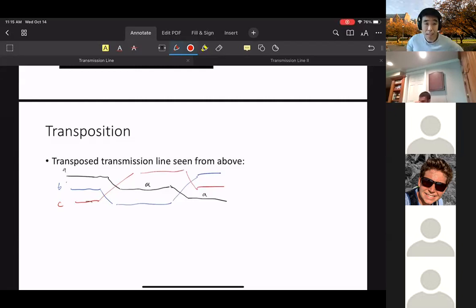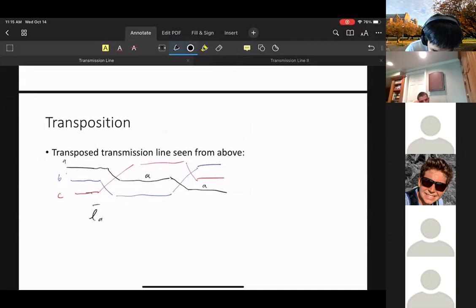Okay, so this is called transposition. The reason is we want all the wires to be equally far apart from each other on average. If we don't transpose them, maybe A will always be far away from C, which destroys the symmetry we have in the system. So for symmetry reasons, we do transposing. And the good thing is, then the inductance for all faces basically looks the same because everything is symmetrical. Then this is mu zero over 2 pi log of Dm over rb.